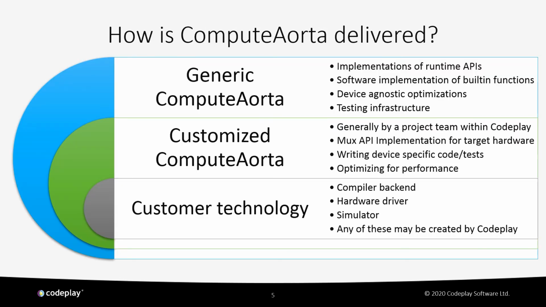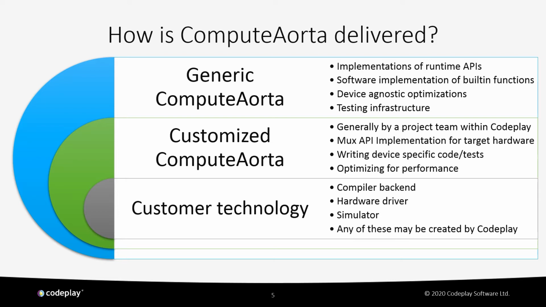So I've already said that ComputeAorta enables OpenCL and Vulkan Compute on customer hardware. But how do we actually deliver that? Here I've separated a ComputeAorta project into 3 different shells. At the outermost layer we have generic ComputeAorta. This is the team within Codeplay that does customer-independent ComputeAorta work.